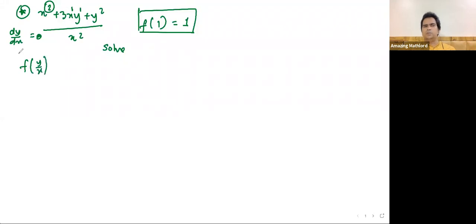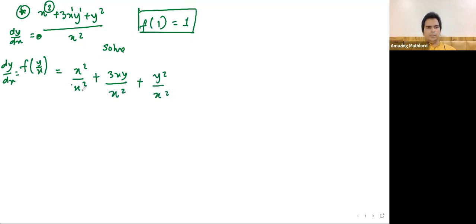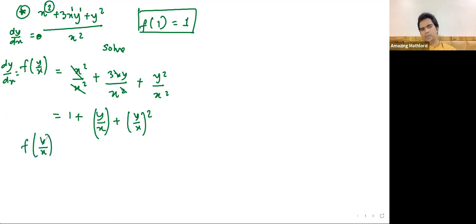So f of y upon x, what do we mean? dy by dx can be written as f of y upon x. When I say that, I simply mean that if I divide and isolate each term, x squared upon x squared plus 3xy over x squared plus y squared upon x squared, one of the x gets cancelled. So you can see this is y upon x plus y upon x the whole square. Whenever the expression is homogeneous, the derivative can be written as a function of y over x. This is a function f of y over x, so this is basically referred to as the homogeneous equation.